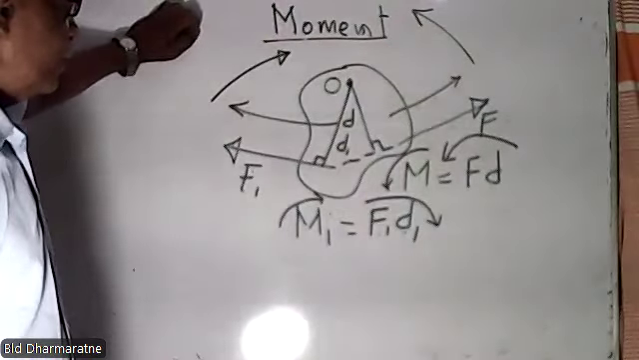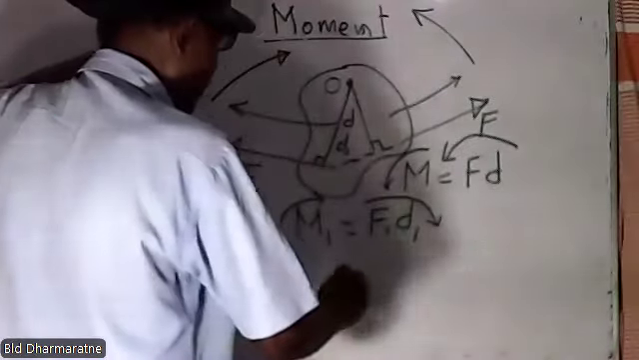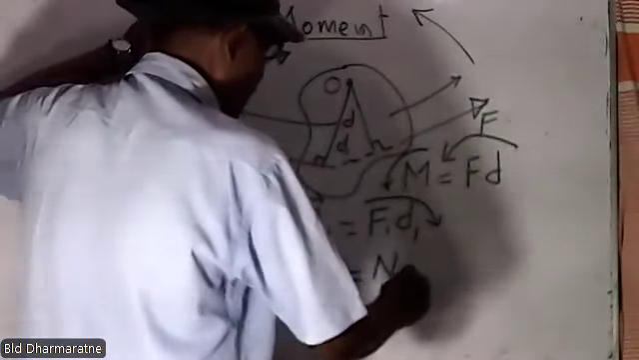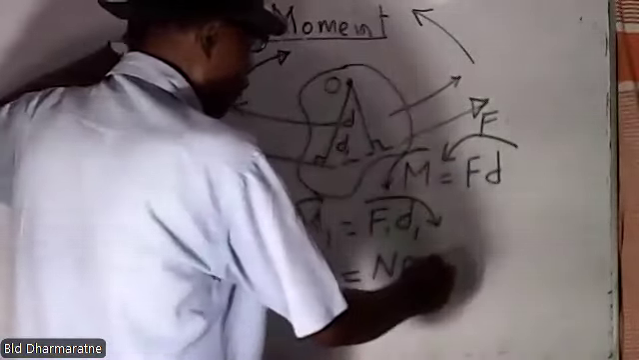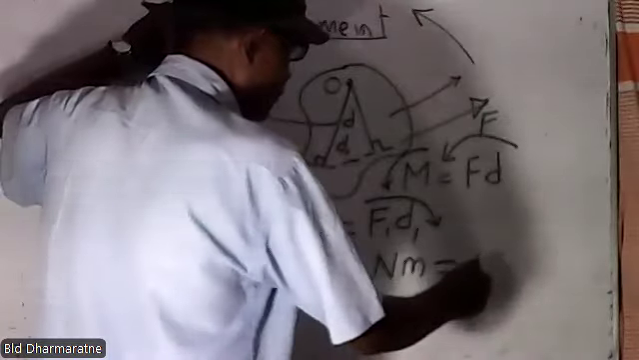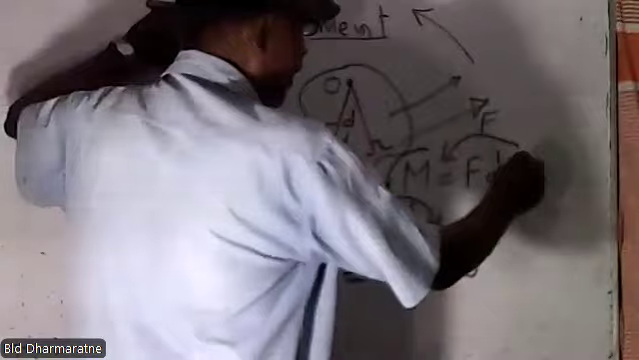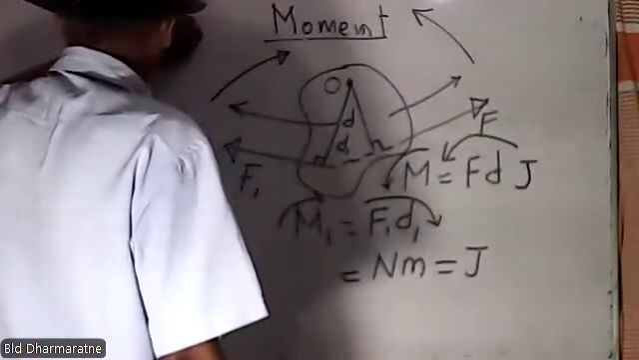What is the unit of the moment? We know the unit of force is Newton and distance is meter. In SI units, the moment is in Newton meter, and Newton meter equals Joule. So the moment is in Joule.